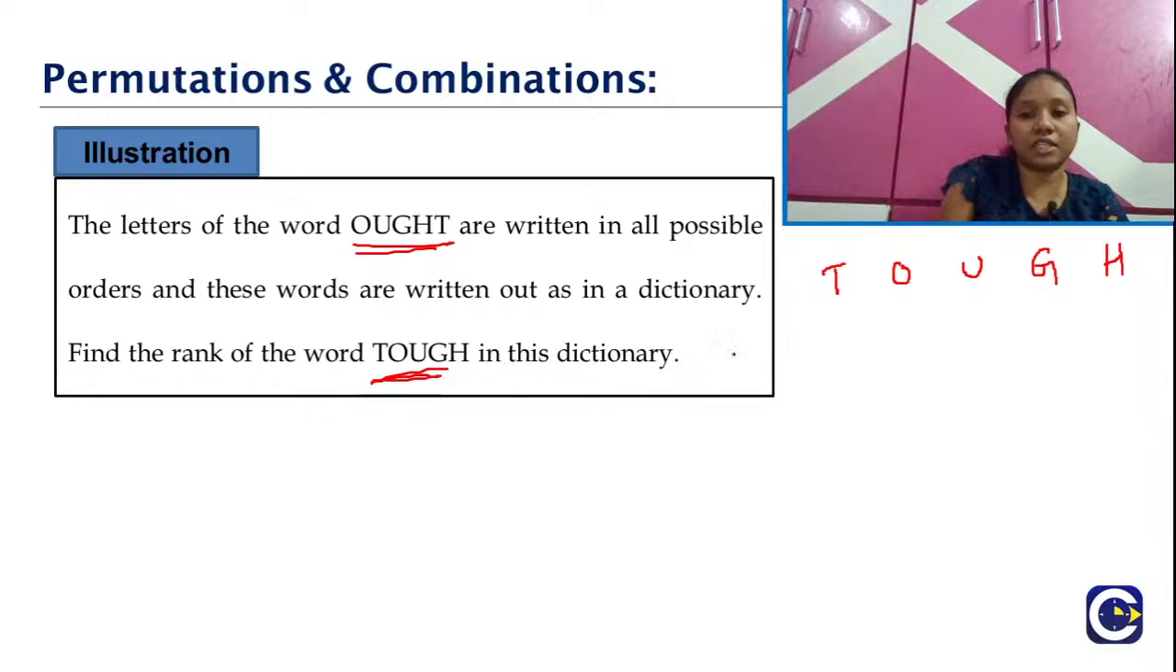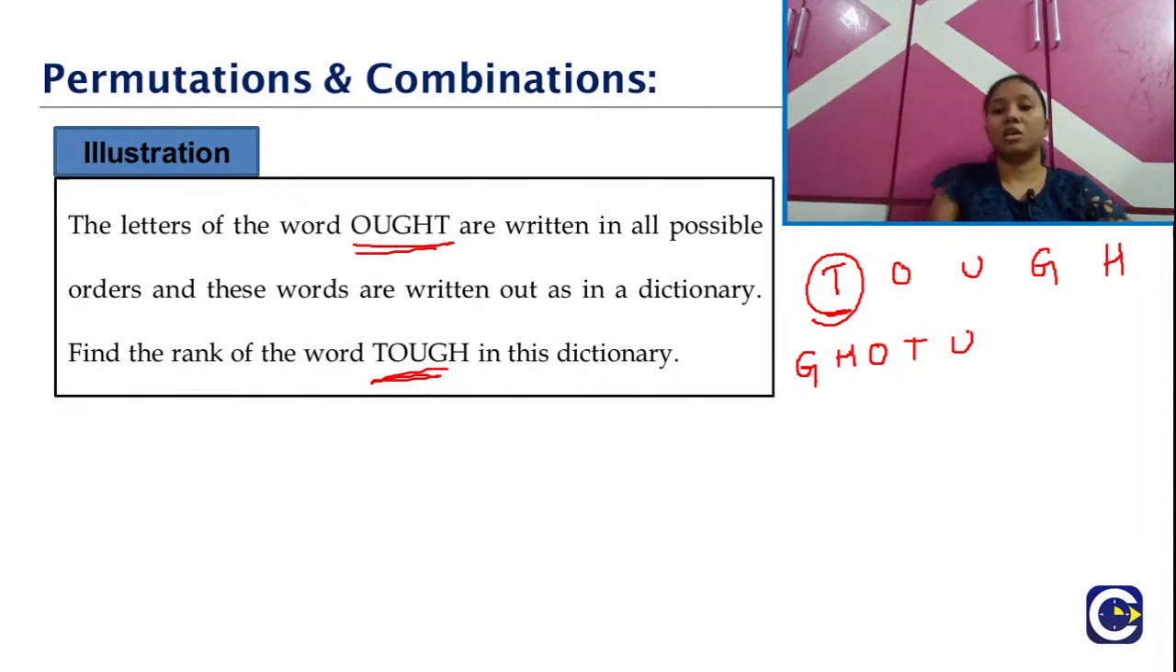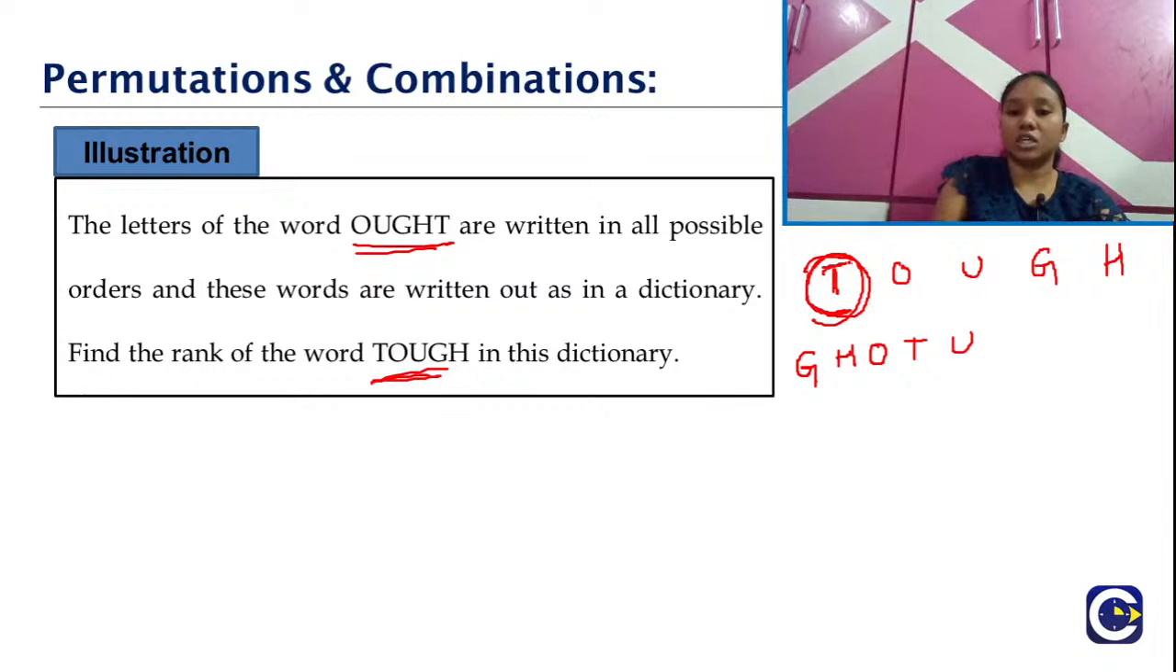So here we have to find the rank of the word tough, right? So the first letter we have here is T. So now let's order all the given 5 letters according to the dictionary, that is, according to alphabetical order. So G, and then H, O, and then T, and then it will be U. Right. So here the first letter of the given word is T. That means all the words which are starting with G, H and O will be coming ahead of tough.